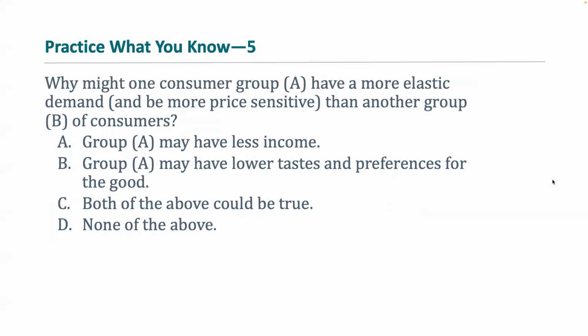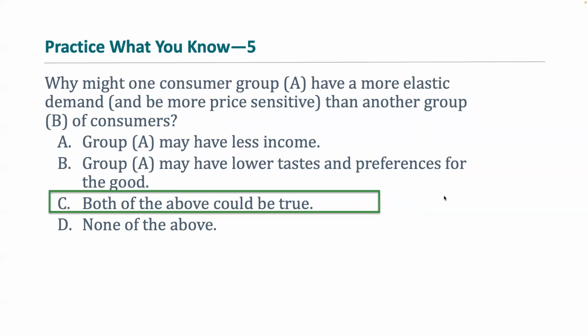And then finally, before we end this video, we want to do one last practice what you know. So why might one consumer in group A have a more elastic demand or be more price sensitive than another group B of consumers? So we have group A may have less income, group A may have lower tastes and preferences. And the correct answer is that both of the above could be true. So there's a number of factors that can affect an individual's WTP or willingness to pay. It's just that if it's more elastic, they are more price sensitive.